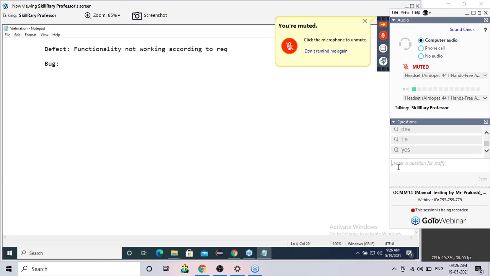But every company has stopped calling it a defect. They call it a bug only. See, you have your girlfriend, boyfriend, husband, wife. Generally, what do you call them? Some name will be there for them, something like Raja or Rani. But generally, what do you call them?